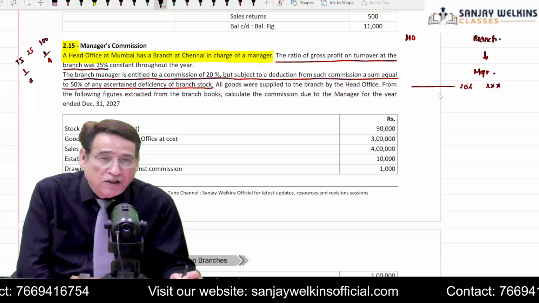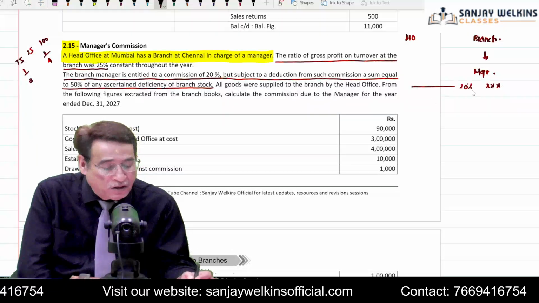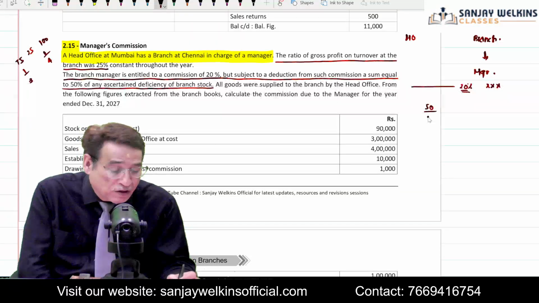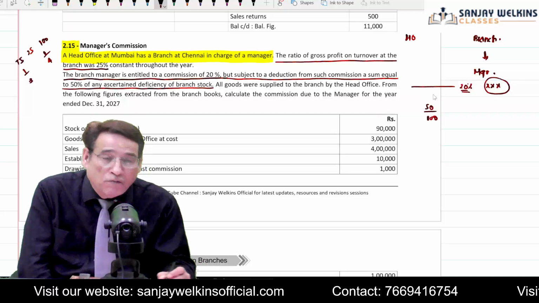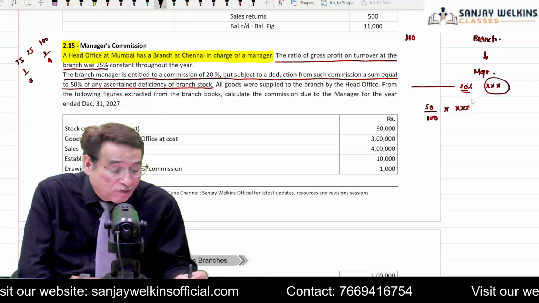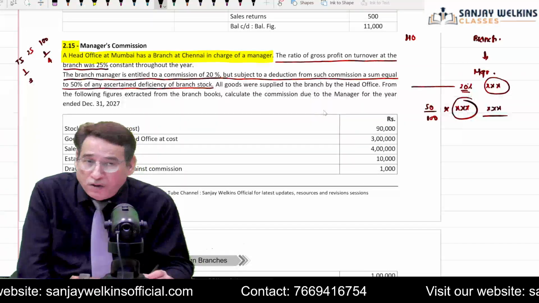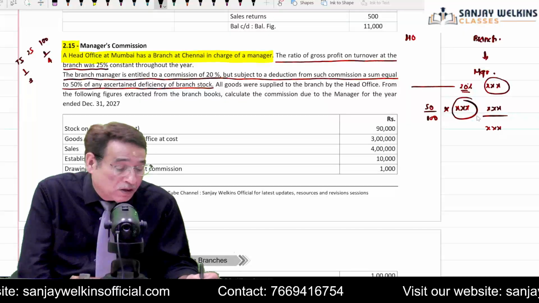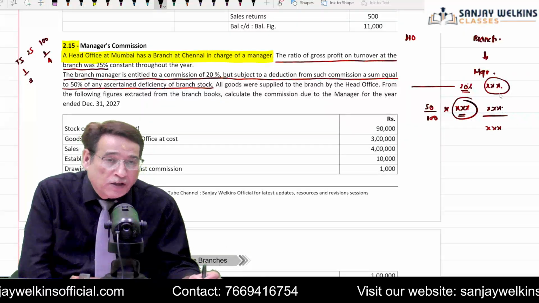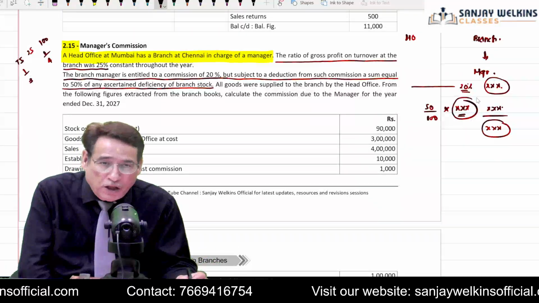But besides that, there is a rider attached to it. Rider means another condition attached to it. The condition is that out of your commission, we will be subtracting 50% of the deficiency. So whatever your commission will be, in case there is some deficiency, then 50% of that deficiency will be subtracted from your commission. Are you getting my point or not? Suppose there is a deficiency, then we will take 50% of that and subtract it from the commission. That means this much commission then will be paid out to the branch manager.